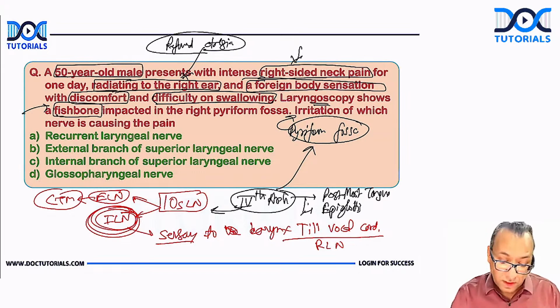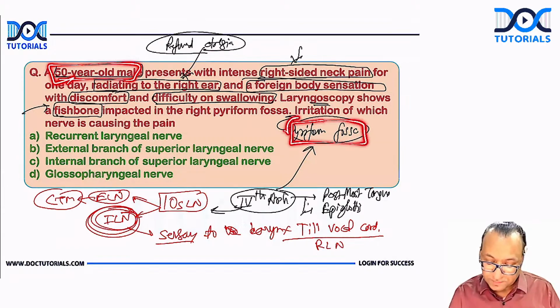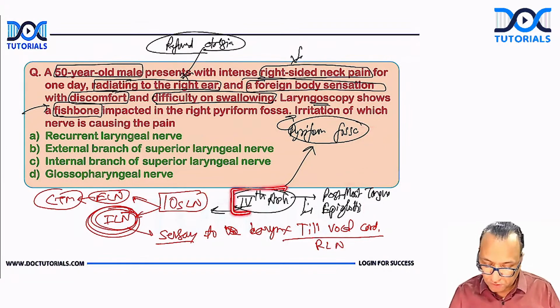So let me repeat the thing. You are having a 50-year-old male with piriform fossa irritation. So which nerve? The piriform fossa, posterior-most tongue, and epiglottis belong to the fourth arch area.